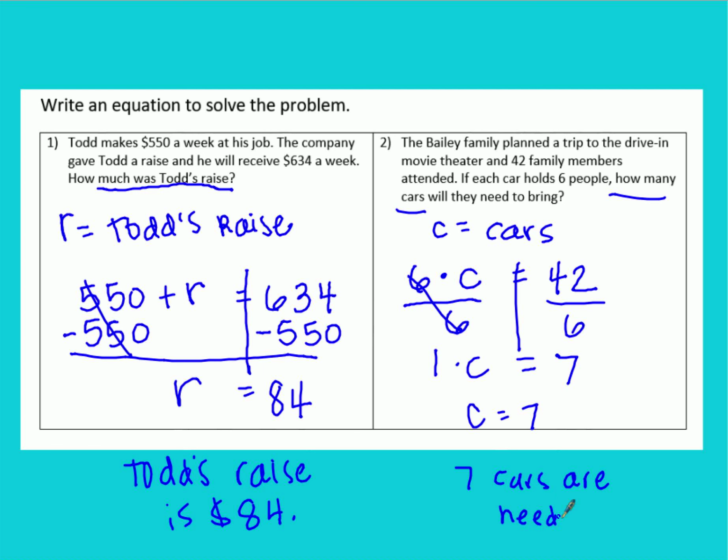And just to check that one quickly, we would say, well, 6 times 7 is 42, so that would be a true statement. If there's 7 cars with 6 people each, we would have a total of 42 people.